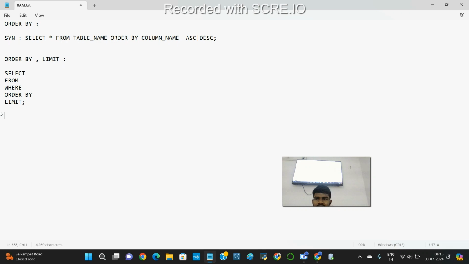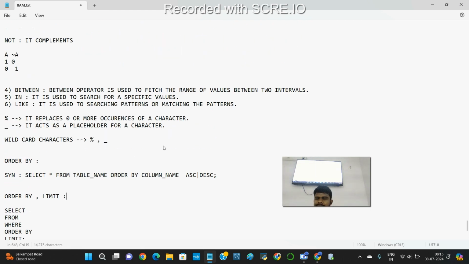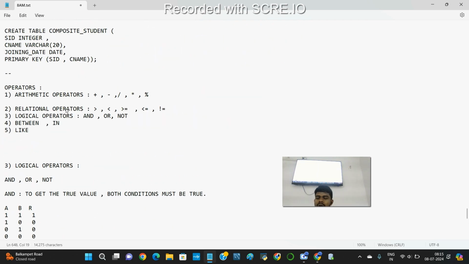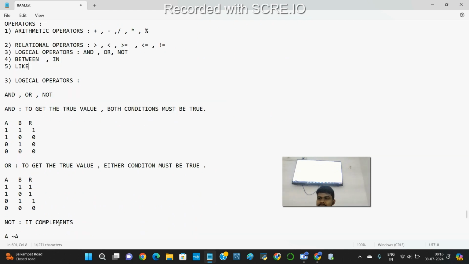We completed limit class. We completed order by and limit. We completed operators also, such as arithmetic operators, logical operators, relational operators, between, in, and like operators, etc.